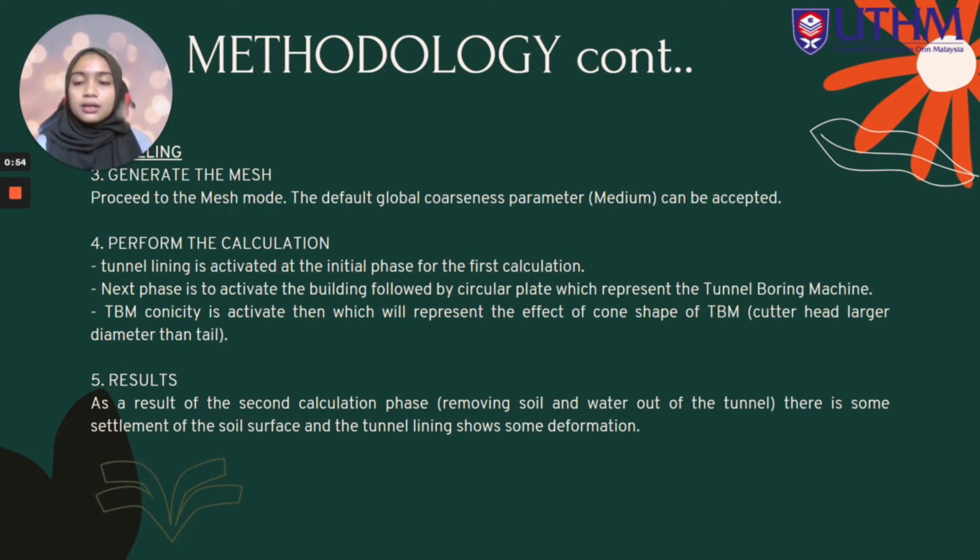So for the calculation, I will activate the tunnel lining for the initial phase, and next activate the building, followed by the circular plate, which represents the TBM, and then I will activate the TBM conicity, which represents the effect of the cone shape of the TBM, where the cutter head has a larger diameter than the tail. As a result, in the second calculation phase, there is some settlement of the soil surface, and the tunnel lining shows some deformation.